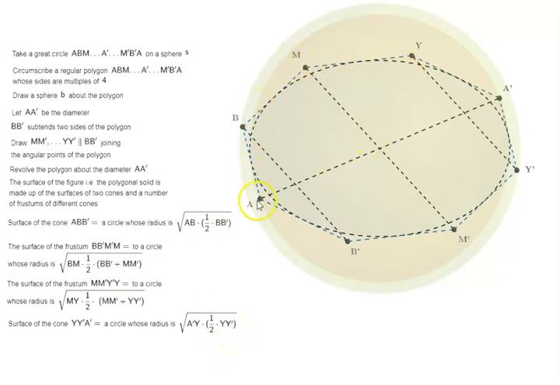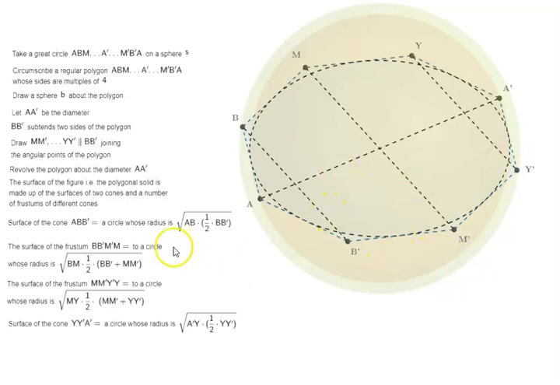We have looked at the various parts of the polygonal solid in terms of cones and frustums, and we have equated them to circles whose radius we have arrived at. Now, what we do is we figure out the radius of a circle which is equal to the surface of the polygonal solid.